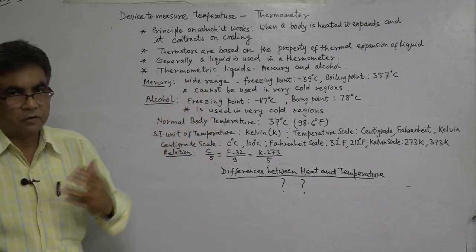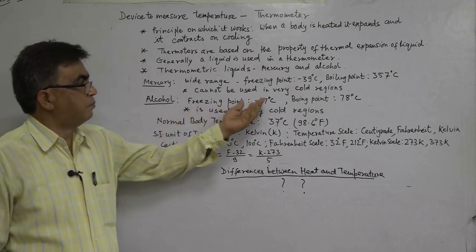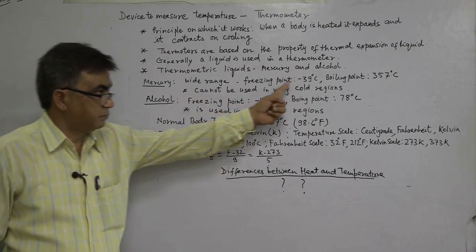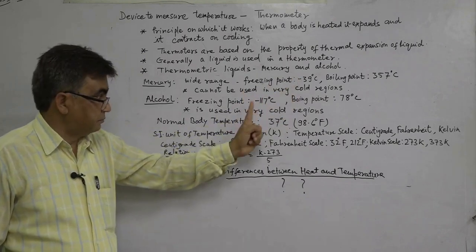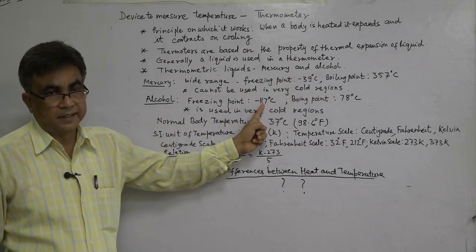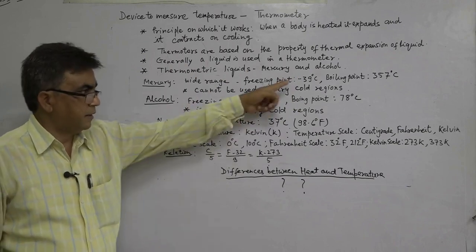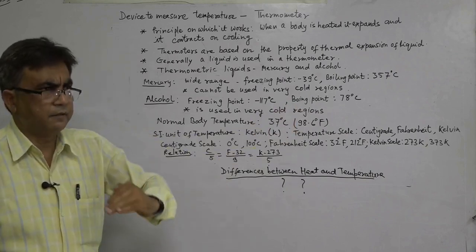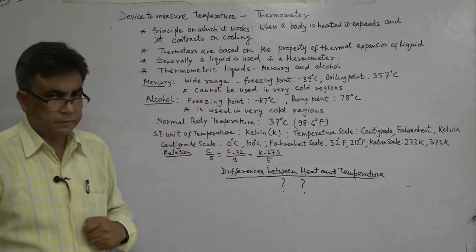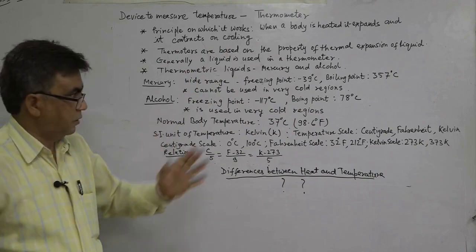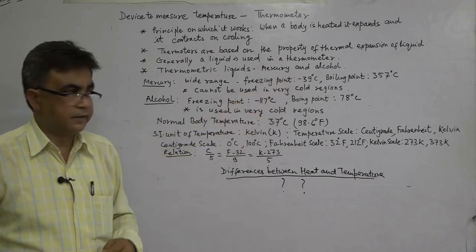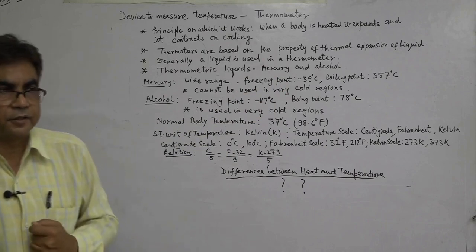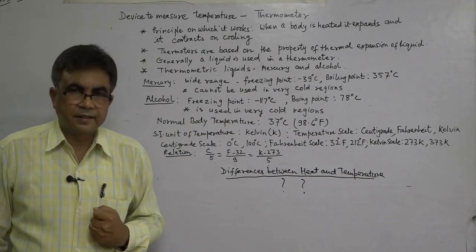So another option is alcohol. Now alcohol's freezing point is minus 117 degrees centigrade, whereas mercury has only minus 39. That is far below minus 39. Its boiling point is 78 degrees centigrade, so for a very hot region it doesn't work, but for the cold region where the temperature goes below minus 39, definitely we have to use an alcohol thermometer. So for that sort of places, alcohol is used as a thermometric liquid.